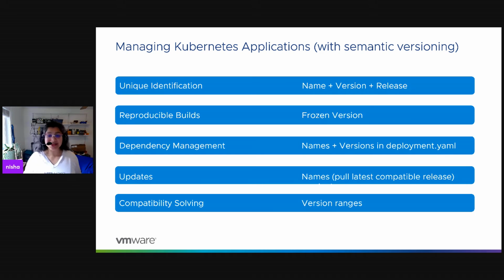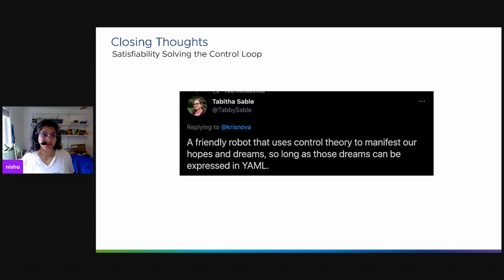Now imagine if we did solve that problem. This is what we'll get. We'll be able to get unique identification strings. We'll be able to implement reproducible builds. And what's nice about actually having these monotonically increasing versions is that we can do some compatibility solving with version ranges. That means that you can actually have compatibilities with containers for Kubernetes applications.